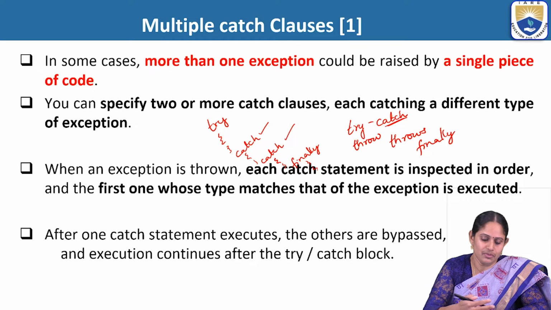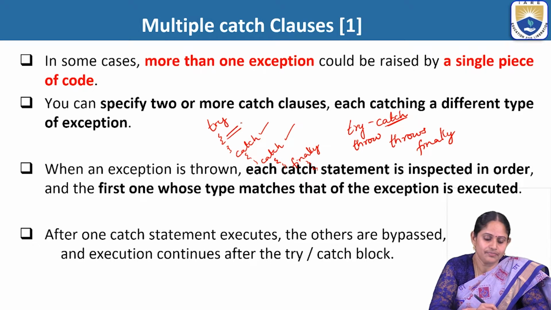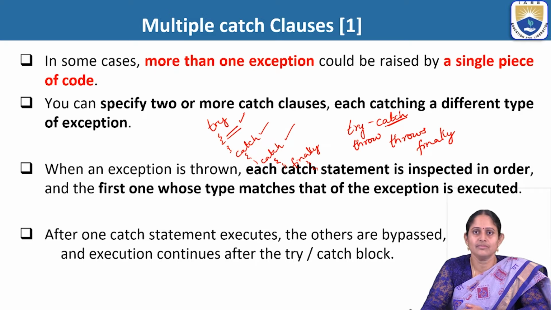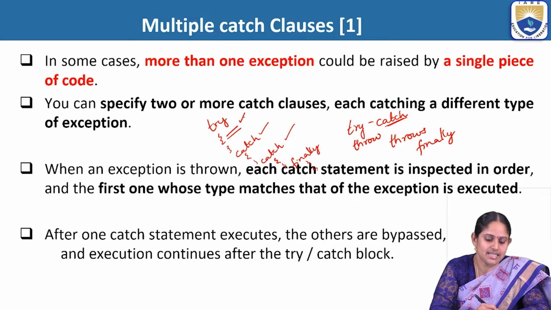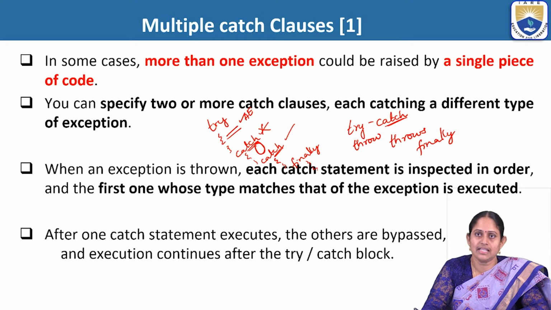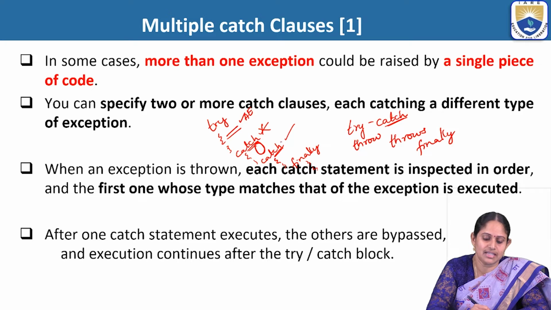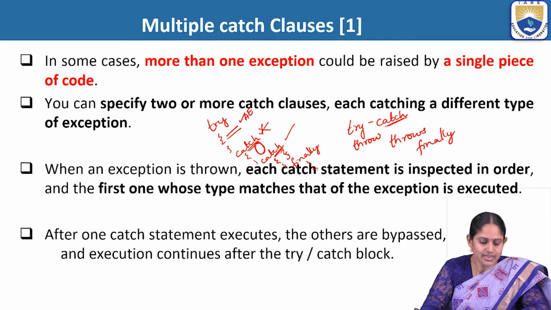Let's say at this point an exception is being thrown, and let's say it is an arithmetic exception. The runtime will check with the first block whether it is handling the arithmetic exception or not. If it is handling it, then the statements inside that catch block will be executed. If it does not match, then it will check with the next catch block, and if they match, then that set of statements will be executed.